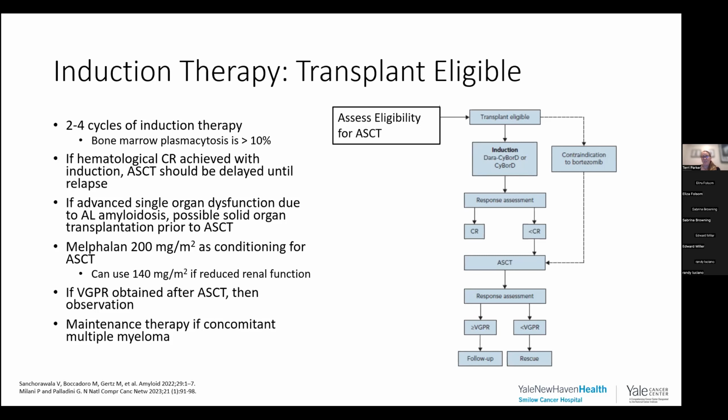After autologous stem cell transplant, we would assess the response. And if an individual has achieved a very good partial response, then they would go on to observation. There's currently no maintenance therapy for AL amyloidosis. However, if an individual has a concomitant multiple myeloma diagnosis, then maintenance therapy may be indicated.